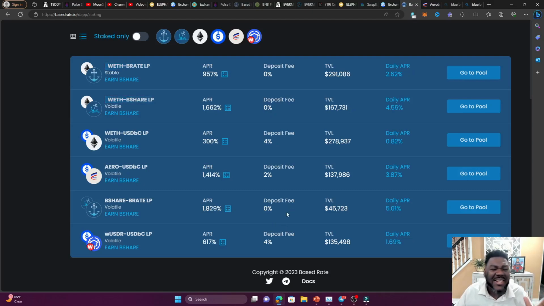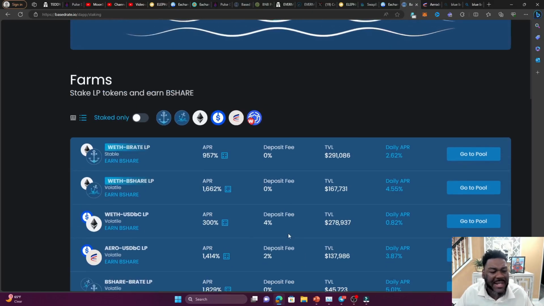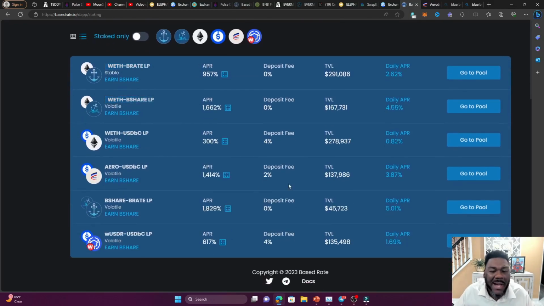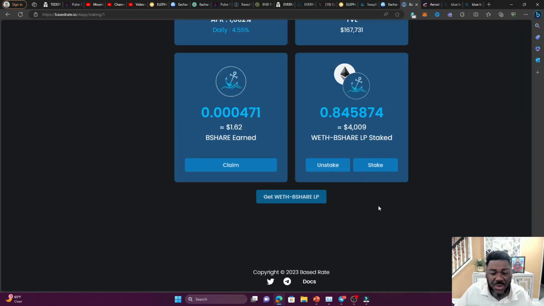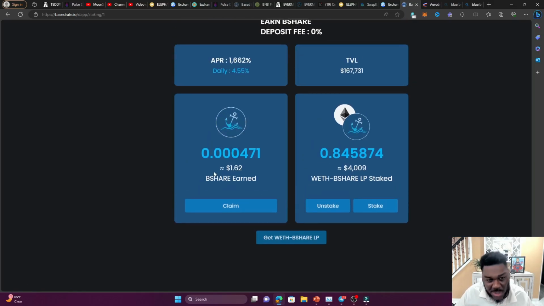But if you buy the native tokens, the B-Rate and the B-Share, you don't need to worry about deposit fees because you can jump in and out anytime you like. Let's take a look at where I'm in right now. As you can see, I've got about $4,000 staked right over here, and I'm earning 4.55% a day, and I'm earning my B-Share and I'm loving it.